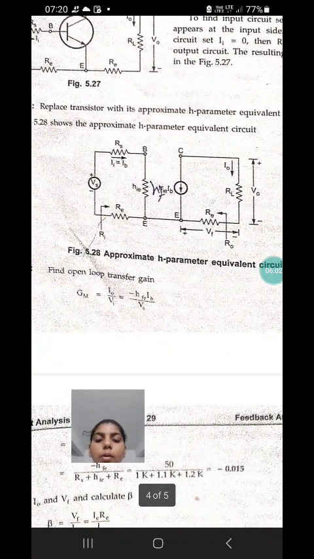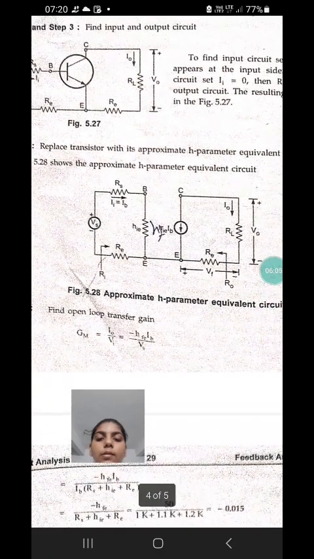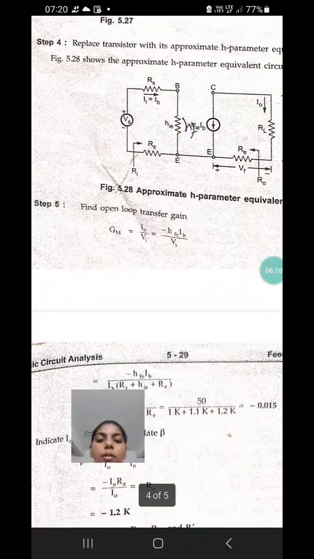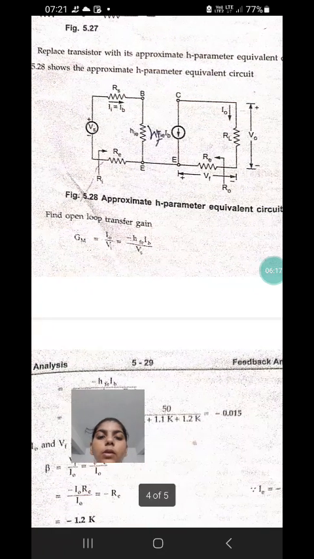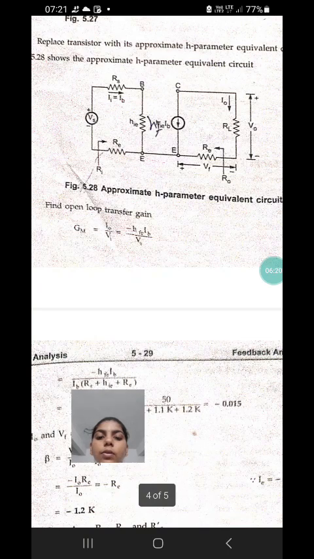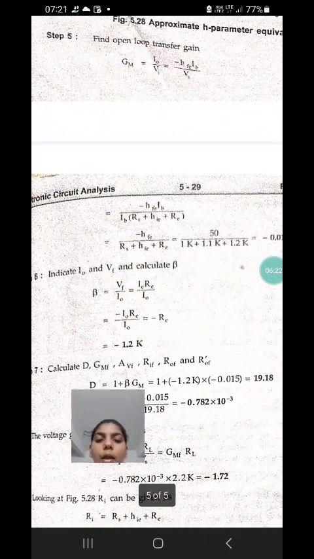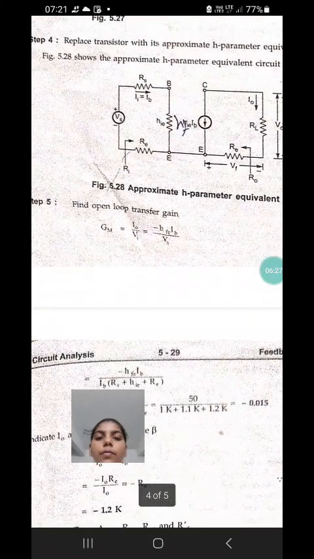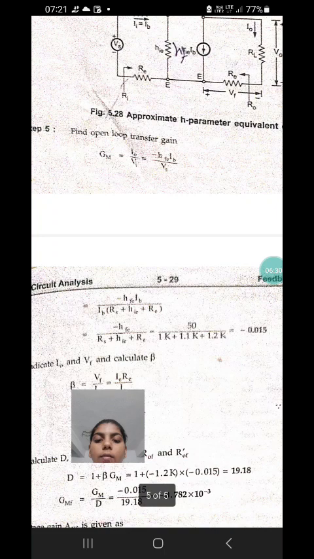Find the open loop gain. The current series feedback amplifier gain is denoted by Gm, the transconductance. Gm equal to I0 by Vs. From the equivalent circuit, I0 equals minus hfe IB. Applying KVL for the input loop, Vs equals IB RS plus IB hie plus IB RE. Substitute the Vs value in Gm.